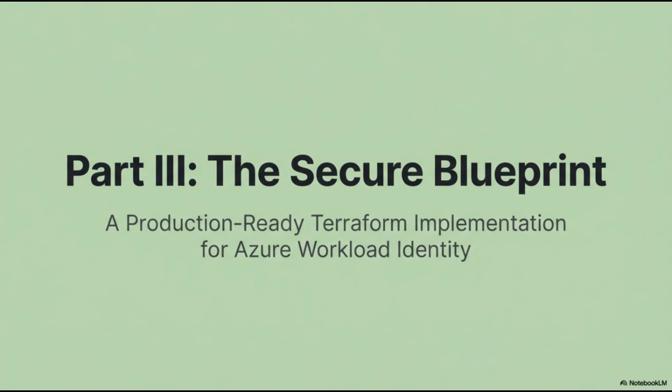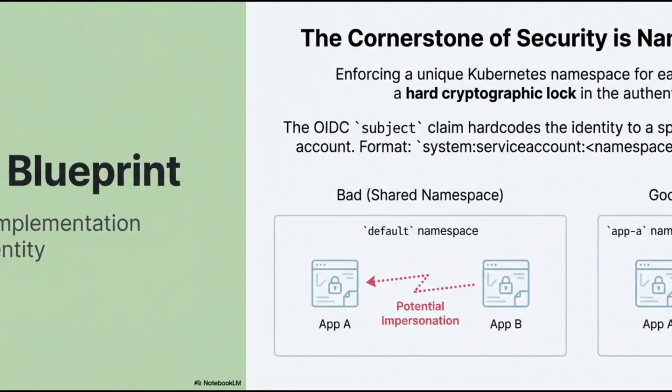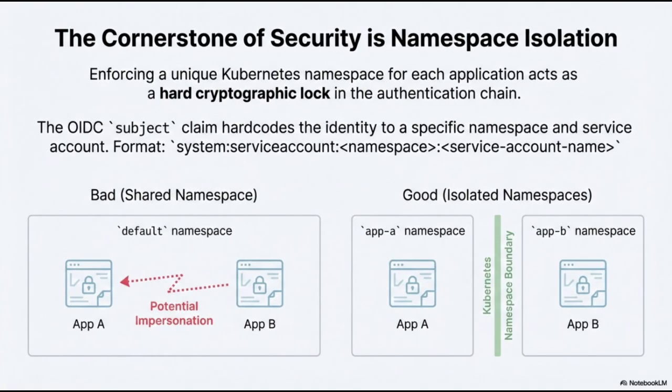We will explore a production-ready Terraform implementation specifically designed for Azure Workload Identity. This section focuses on providing a robust, scalable, and highly secure framework that can be immediately integrated into your enterprise infrastructure. The cornerstone of security in a Kubernetes environment is robust namespace isolation. By enforcing a unique namespace for each application, we establish a hard cryptographic lock within the authentication chain.